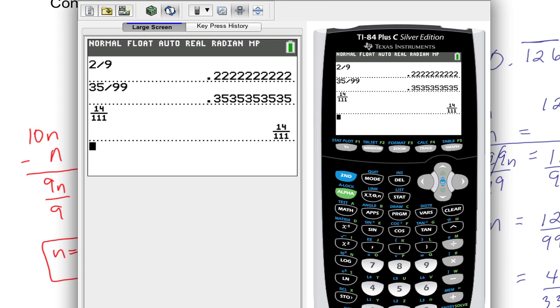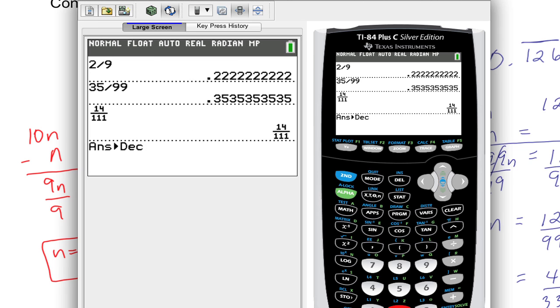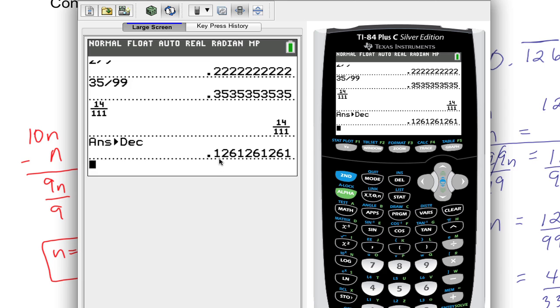Notice that when I clicked enter, the calculator did not give me the decimal approximation. To force it to do that, click on math, press number 2 to get down to decimal, press enter, and you see now I have that 0.126 repeating.